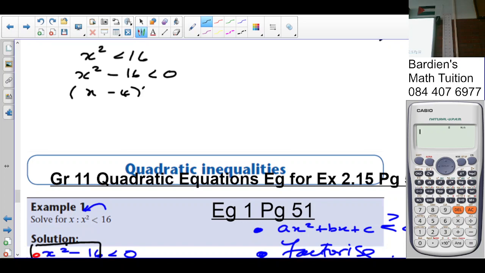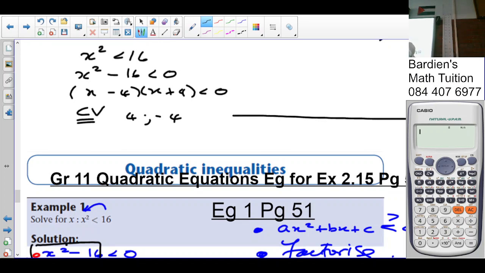You get x minus 4, x plus 4. Your critical values are 4 and minus 4. So this is the sign line work. So what you do is you choose a value less than minus 4. Choose any value less than minus 4. Minus 5, nice. So we put it in here. What's minus 5 squared? 25. Minus 16? 9. Is that positive or negative? Positive. Can you see that?